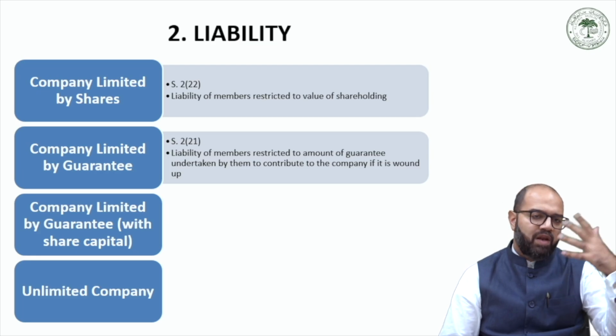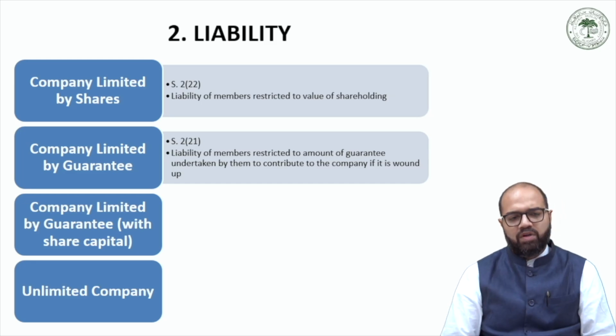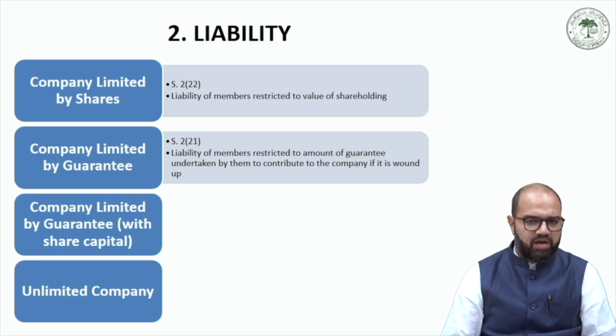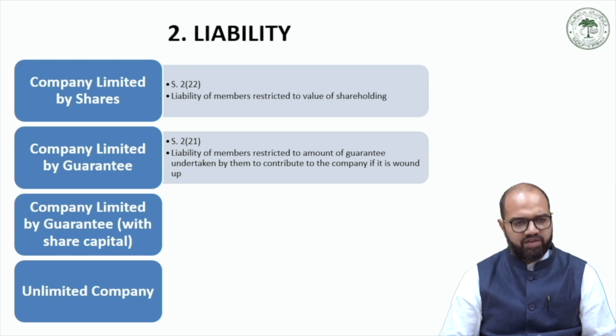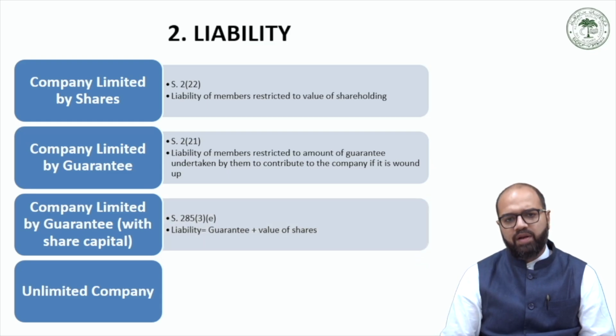So while in a company limited by shares, you call the owner of shares shareholders, in a company limited by guarantee, those who contribute capital to the company are known as guarantors. Now these guarantors or members agree to pay an amount in the event that the company faces financial difficulties such as winding up. Next, we have a company limited by guarantee with share capital.